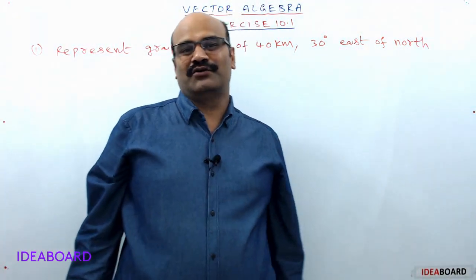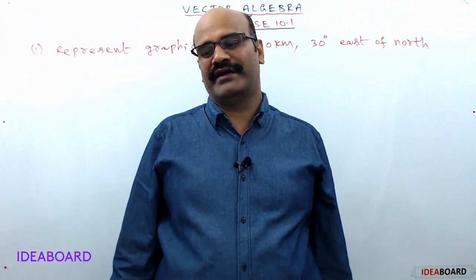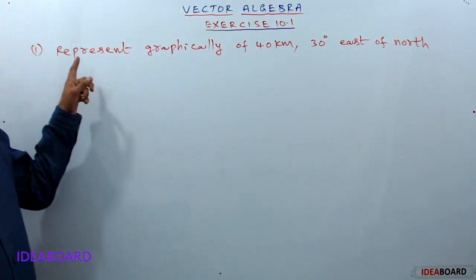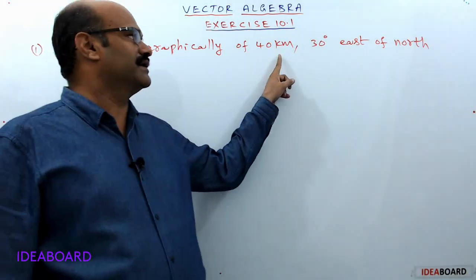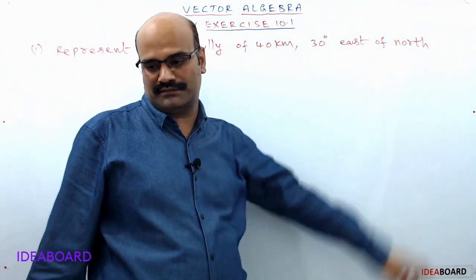Hi students, today I am doing the problems from exercise 10.1 in the topic vector algebra. First problem, represent graphically 40 kilometer 30 degrees east of north.